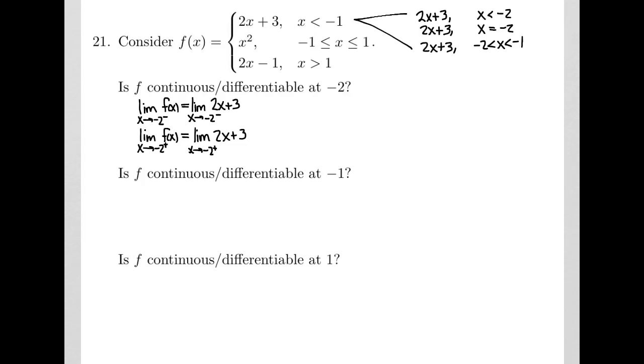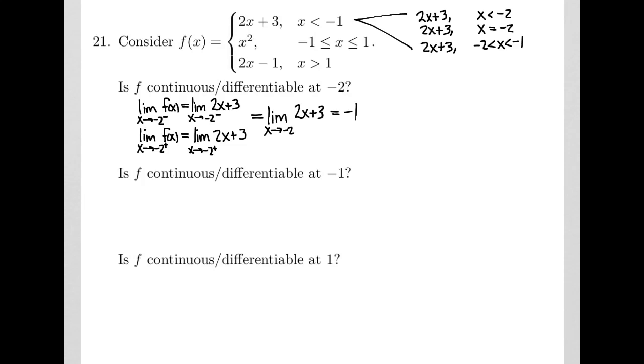Because it's the same formula, I can combine these. All I'm really doing is finding a standard limit, x approaches -2, of 2x plus 3. The sides are the same. And so I get a value, -2 times 2 is -4, plus 3 gives me a limit of -1.